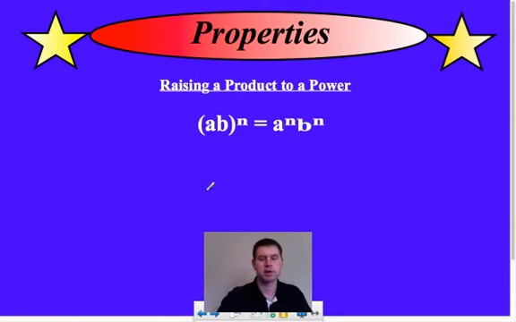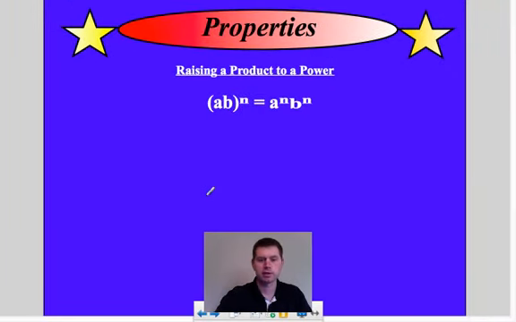The next property is raising a product. Now, as I teach Algebra 2 as well, this is one of the frustrating things, that students start changing this property for addition as well. This is only something that works for a product. So like 2 times 3 raised to something, or 2 times x raised to something. That's the only time this one works.